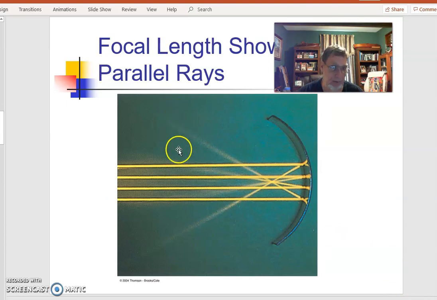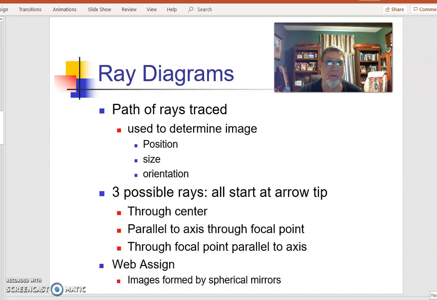There's another nice picture. We usually do this as a demo. Parallel rays come in, come through the focal point, or if you came out through the focal point, they go out parallel. Ray diagrams, three possible rays. We've talked about that. We've got the WebAssign on spherical mirrors that you can look at.